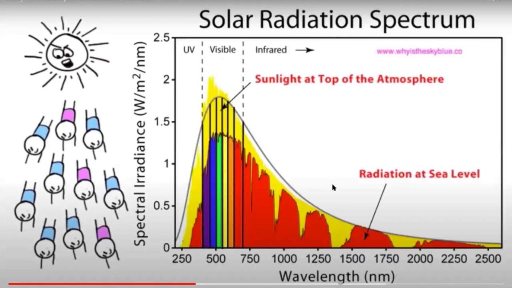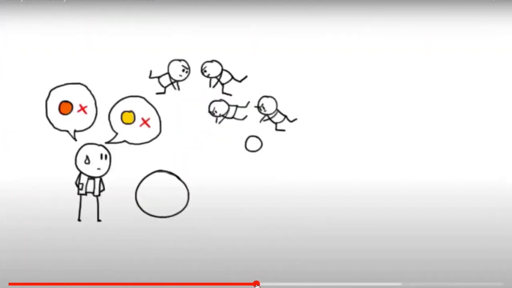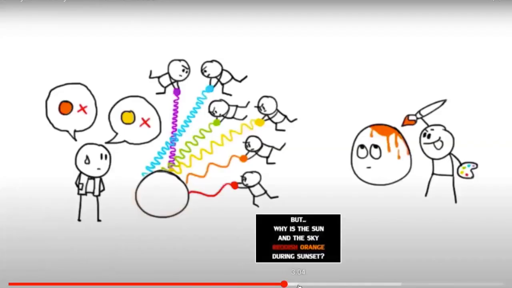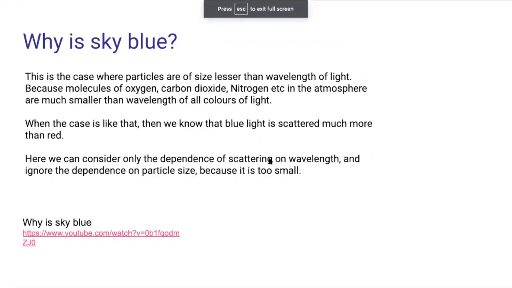So there are two reasons. I think this graph and all will be too much for you. You can watch this video, of course. I'm going to put the link in the description. But here I'm going to forward some parts. I think that's enough. Okay, so now we saw why the sky is blue.